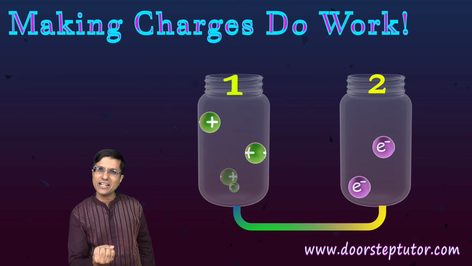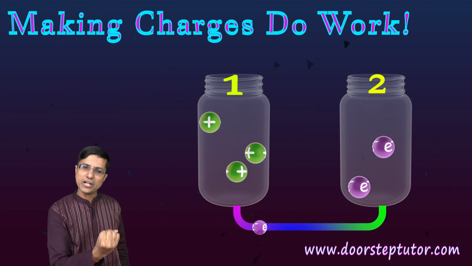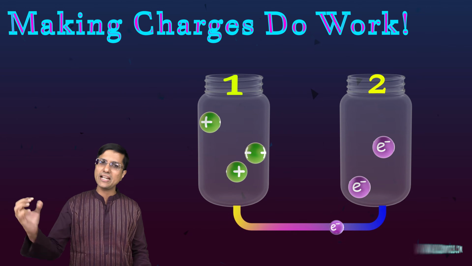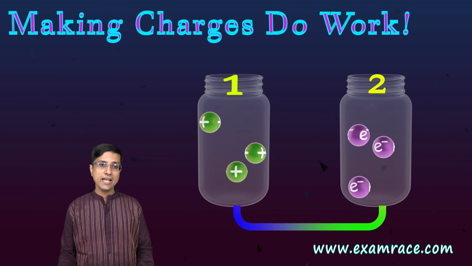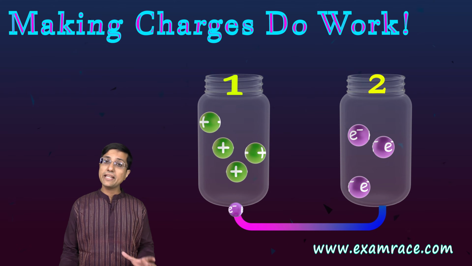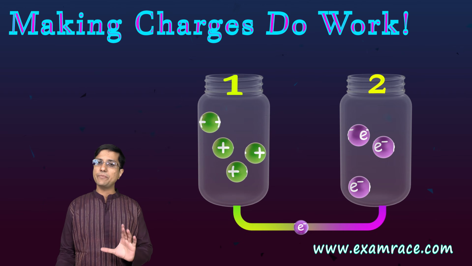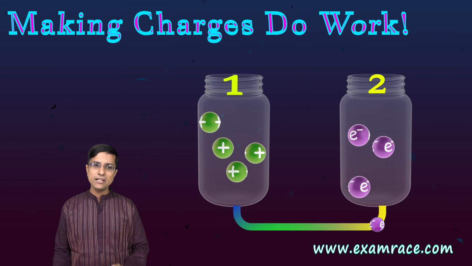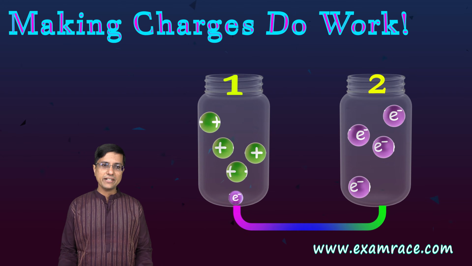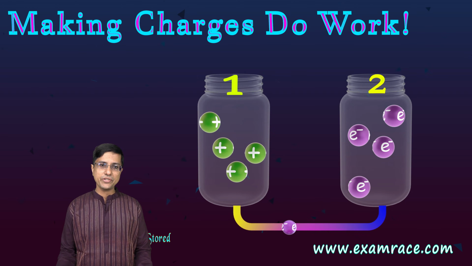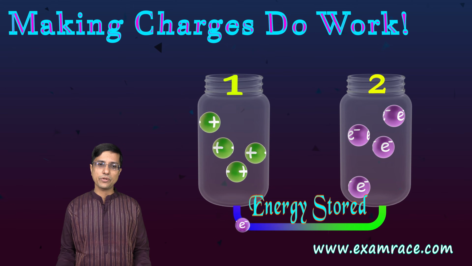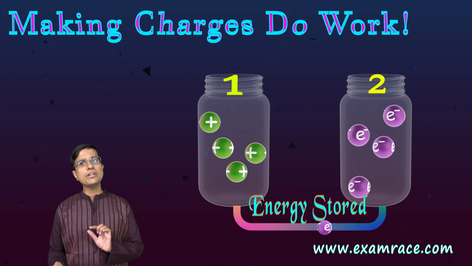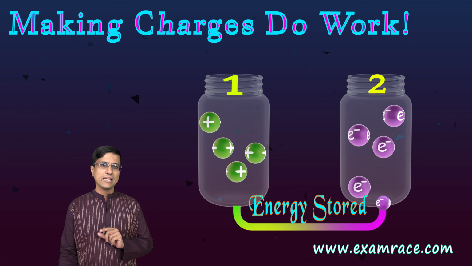Similarly, the third electron, I would really need to pull it hard from jar 1 and push it really hard into jar 2, right? So slowly and gradually, I would be spending more and more energy as I am taking away the electrons from jar 1 and putting them into jar 2. The key thing I want you to understand is that when I am doing this charge separation, I need energy. So there is a need of energy in this process. This is the first thing that we need to understand.